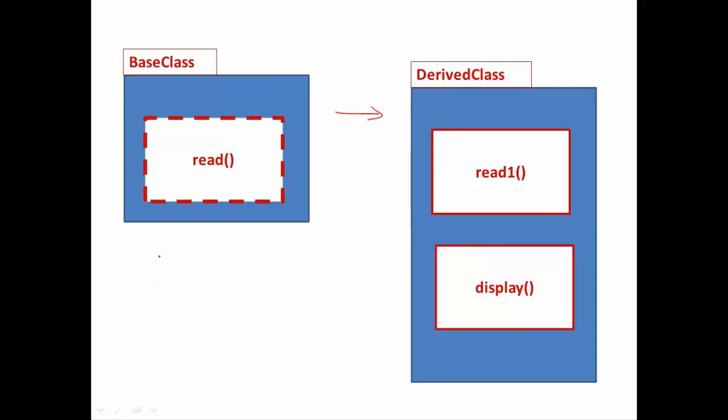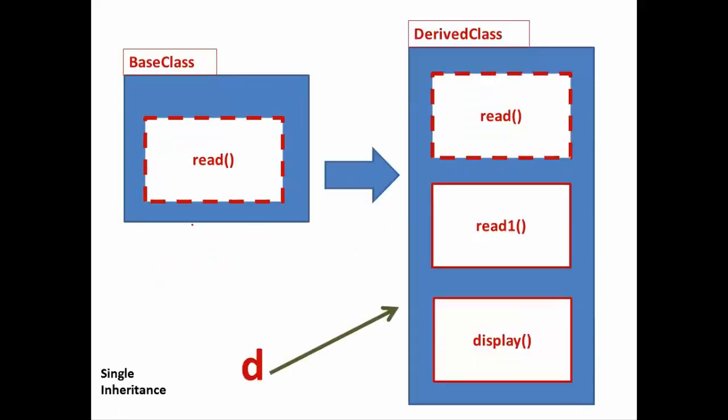So if this was our base class, which had one method, and this had two methods, then because of inheritance, if I connect the two classes, your base class's method or data also becomes a member of your derived class. It will also become a member of your derived class.